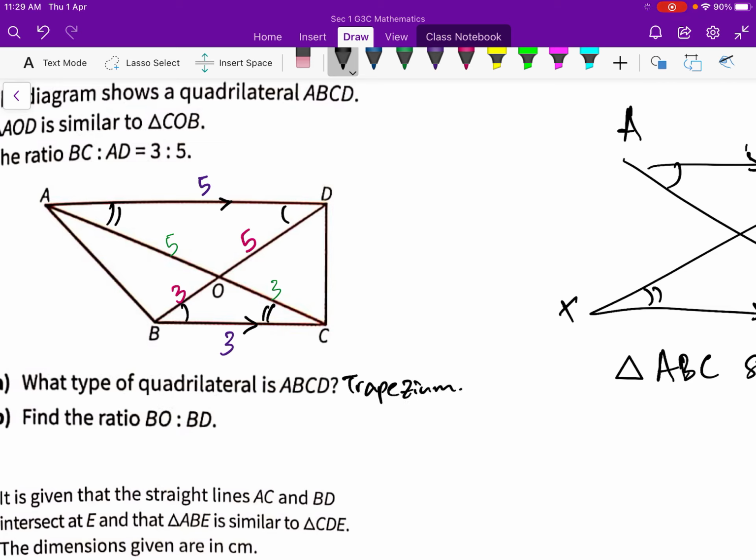Okay. Now, they only ask what type of quadrilateral it is. They didn't ask you to explain. But if they ask you to explain, then there's a lot more work that needs to be done. I'll just verbally explain to you why it is a trapezium.